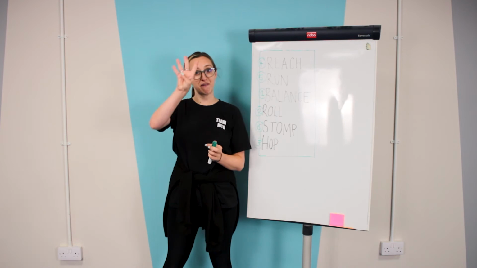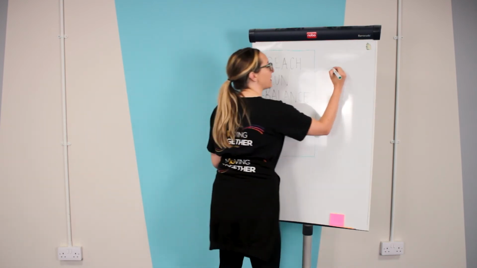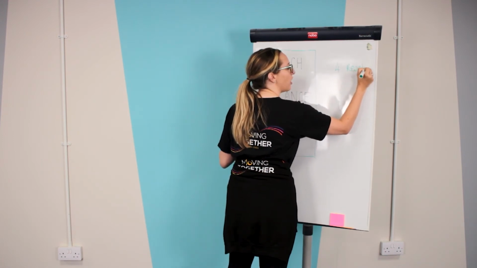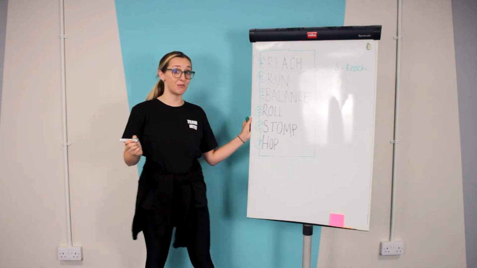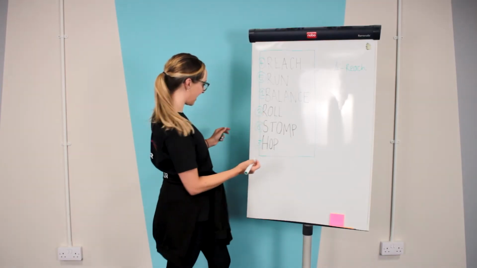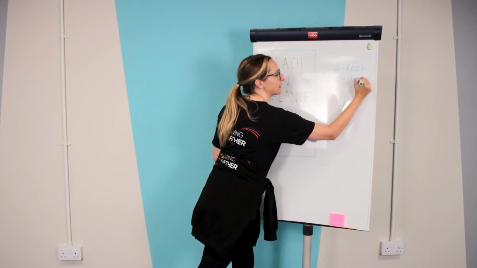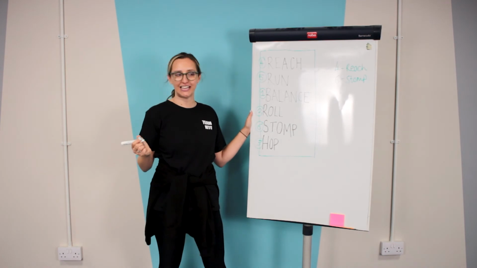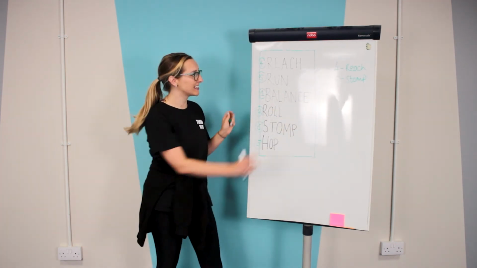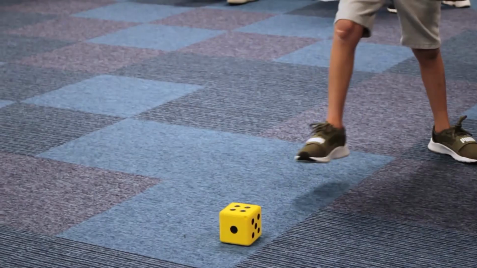So I got number 4, which means, what's number 4? Reach is going to be my first move. So I'm going to put 4, reach over here. Then I'm going to roll my dice again. And I got a 6. So 6 is stomp, which is my second movement in my mini routine. So you just need to keep doing this, keep rolling your dice until all of your moves are in a lovely big order.